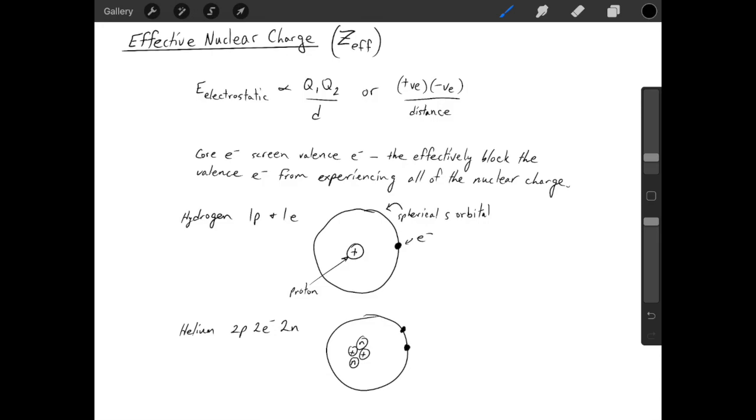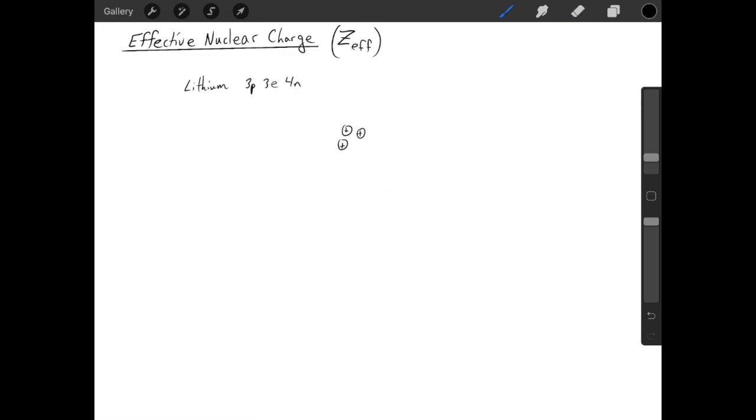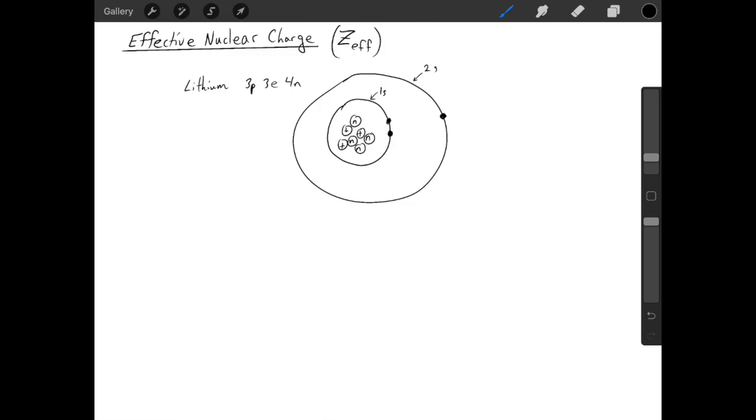Things get a little bit more interesting when we move to lithium with its 3 electrons. The trick with lithium is that there are now multiple shells. Lithium has the electron configuration 1s2, 2s1. This means that there's 1 electron in lithium's valence shell, and there are 2 inner electrons that are going to screen the valence electron from experiencing the full nuclear charge.